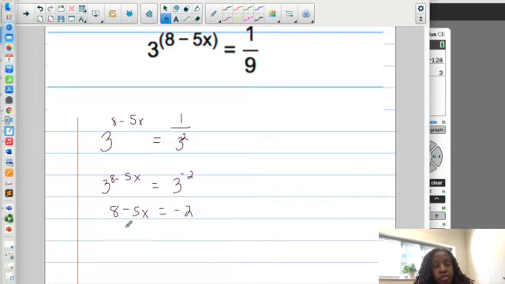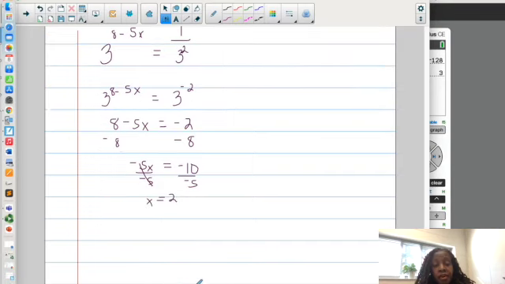What do? You move this 8 over, make it a negative 8, and it becomes a negative 10. How convenient. Negative 5 is equal to negative 10, so divide by negative 5, and you guessed it. Bob's your uncle, the world's your oyster, and x is equal to 2. And you don't have to plug that in unless you just want to check it out to make sure.